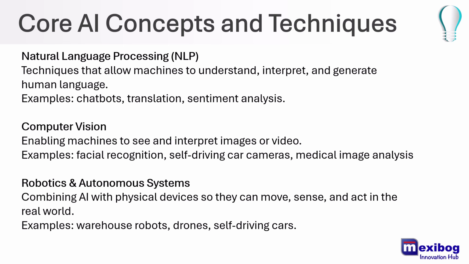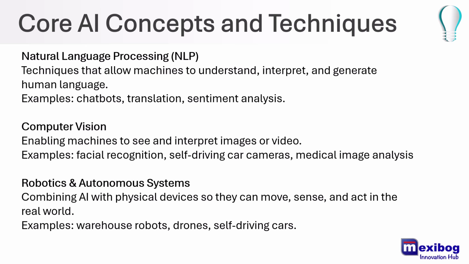Then we have computer vision. Computer vision enables machines to see and interpret images or videos. Things like facial recognition, self-driving car cameras, medical image analysis, that's computer vision. And like I told you, at the core of all these things is still machine learning, because they still learn from data. Don't forget, machine learning is computers learning from data.